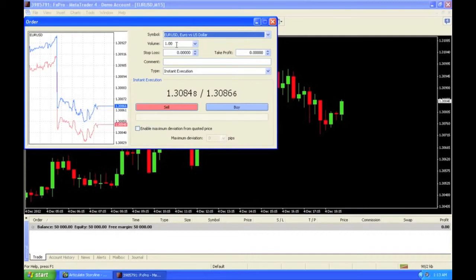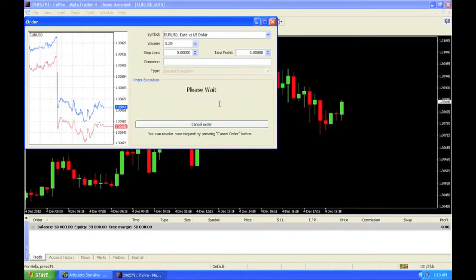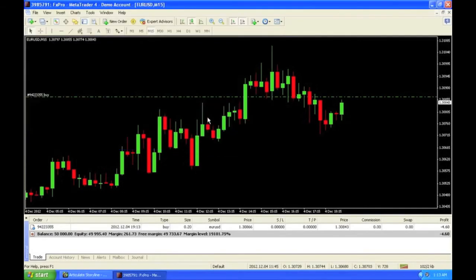So let's say I want to open up 2 mini lots. Okay, 1.0 is basically one standard lot. I'm going to go ahead and make this 2 mini lots, so I'm going to go 1 decimal over and 0.2. These are 2 mini lots, which means 20,000 units. I am now going to go ahead and click buy. Now I've bought 20,000 worth of euros against the US dollar. Now, 20,000 worth of the base currency.